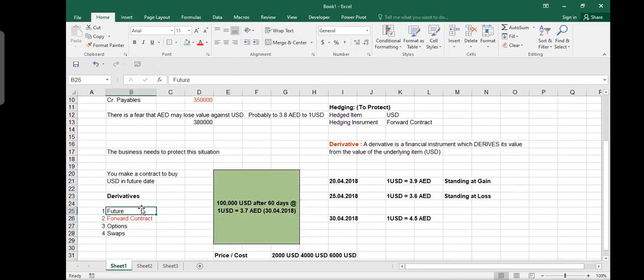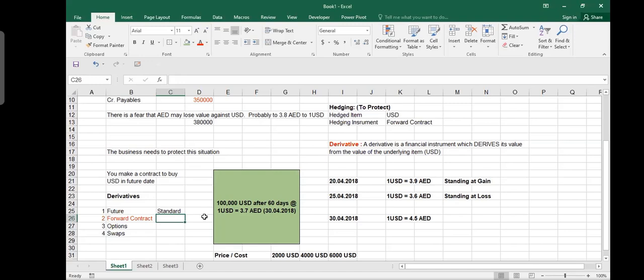Now then, what is a future? Listen, future and forward are quite similar to each other. They do the same job. Their purpose is mostly the same, but a future contract is a standard contract with standard terms. What do I mean by standard? Amounts are fixed. You go to the money market and you can buy futures like $50,000, $100,000, $200,000, $500,000, or $1 million. These are standard amounts.